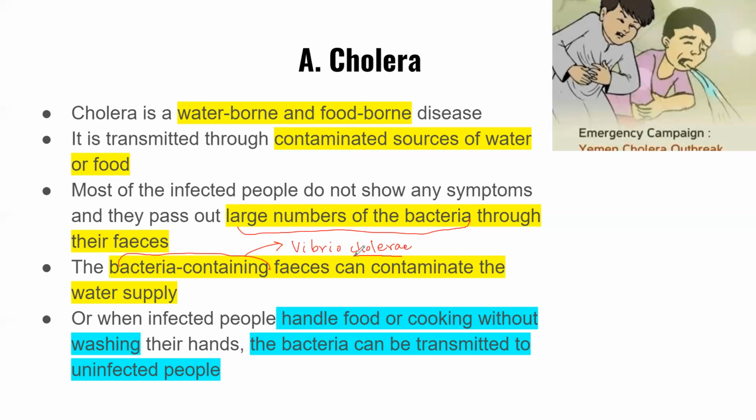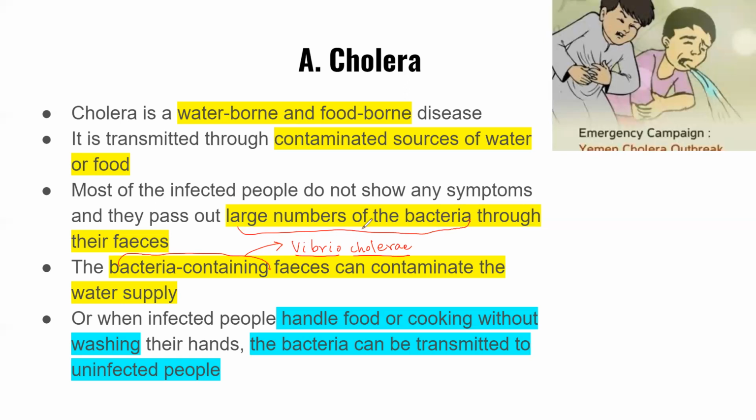Vibrio cholerae. This is a scientific name. So I have written the first name in capital letter and the second word in the name in small letter, and then I've underlined them separately. Vibrio cholerae is the bacteria which causes cholera.